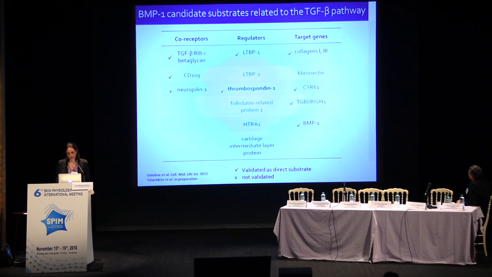And what attracted our attention in this list is that several candidates are actually related to the TGF-beta pathway. And as you probably know, TGF-beta is very important for wound healing. It is considered to be an anti-inflammatory cytokine, which can regulate the switch between the inflammatory phase and the proliferative phase. It can also induce the differentiation of fibroblasts into myofibroblasts. So we found several TGF-beta co-receptors, several regulators, and several target genes, including collagens 1 and 3, fibronectin, CCN1 (CYR61), and so on. So today I would like to describe a bit more the cleavage of thrombospondin 1, which is a very important TGF-beta regulator.